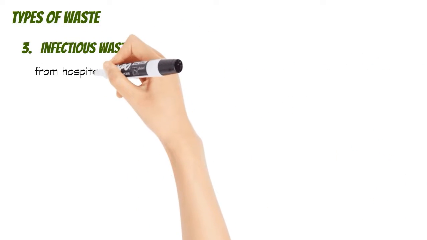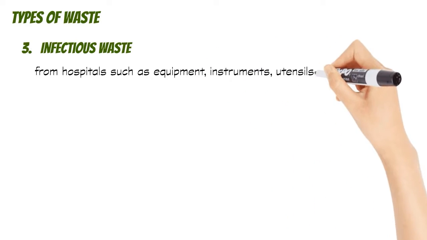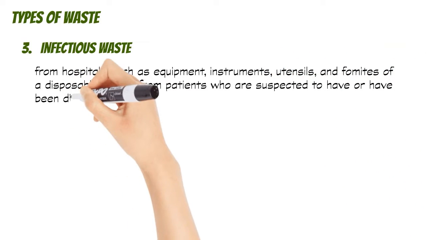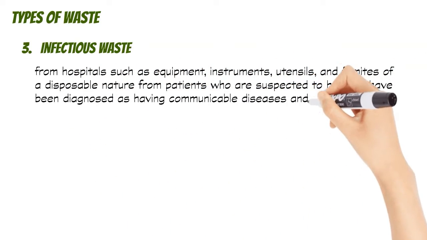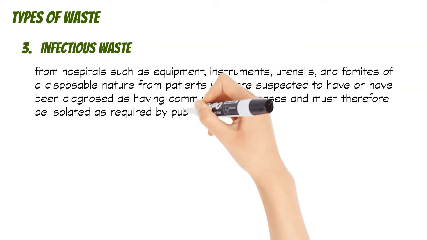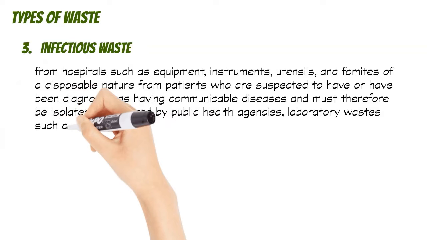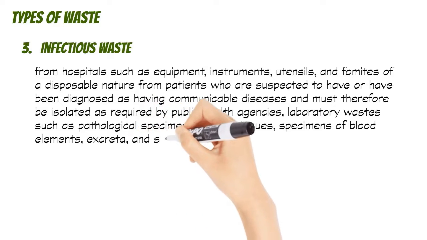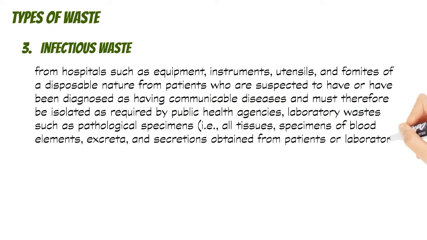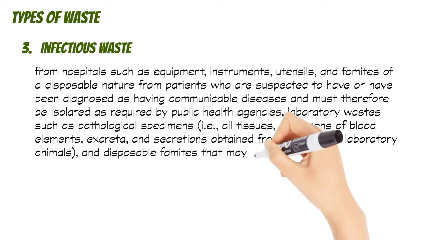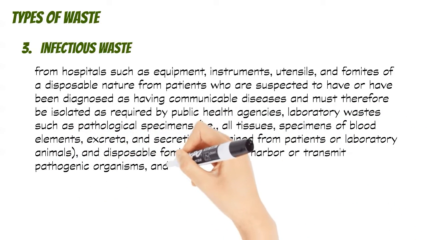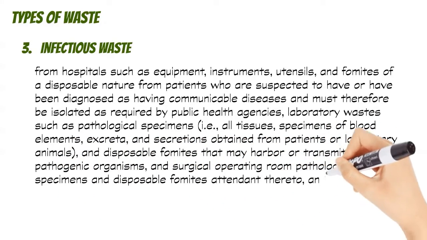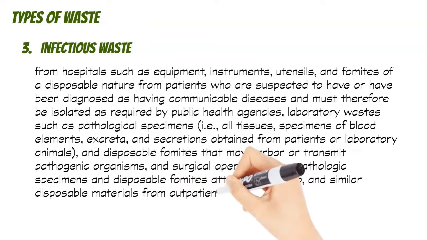3. Infectious waste from hospitals such as equipment, instruments, utensils, and fomites of a disposable nature from patients who are suspected to have or have been diagnosed as having communicable diseases and must therefore be isolated as required by public health agencies. Laboratory waste such as pathological specimens, i.e., all tissues, specimens of blood elements, excreta, and secretions obtained from patients or laboratory animals, and disposable fomites that may harbor or transmit pathogenic organisms, and surgical operating room pathologic specimens and disposable fomites attendant thereto, and similar disposable materials from outpatient areas and emergency rooms.